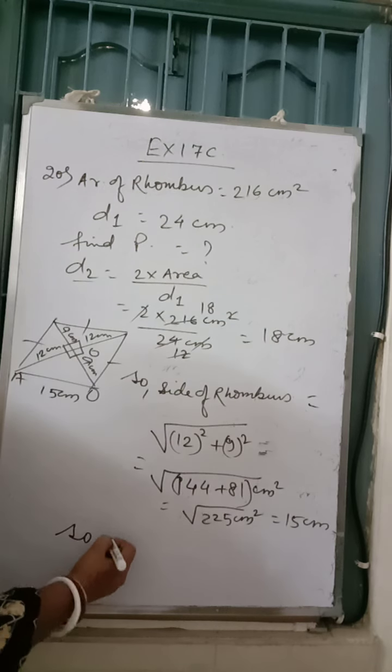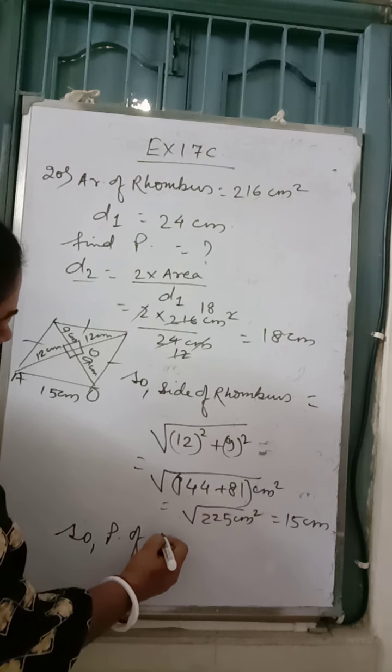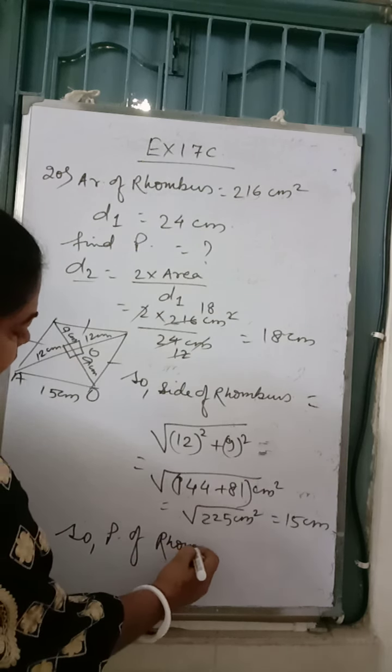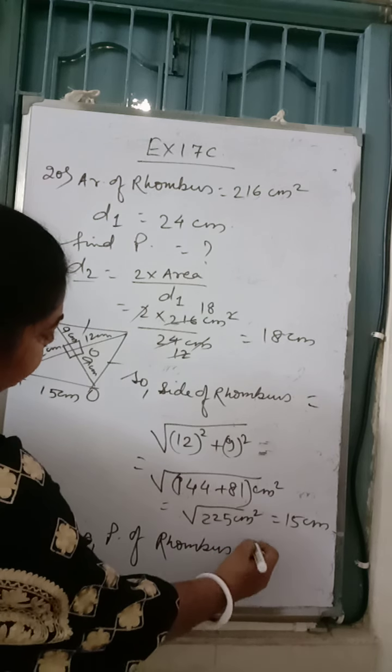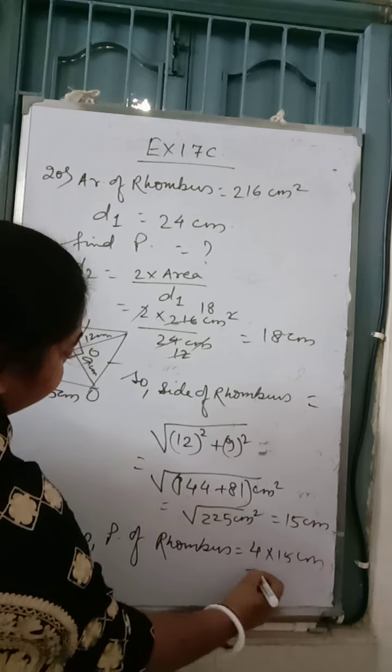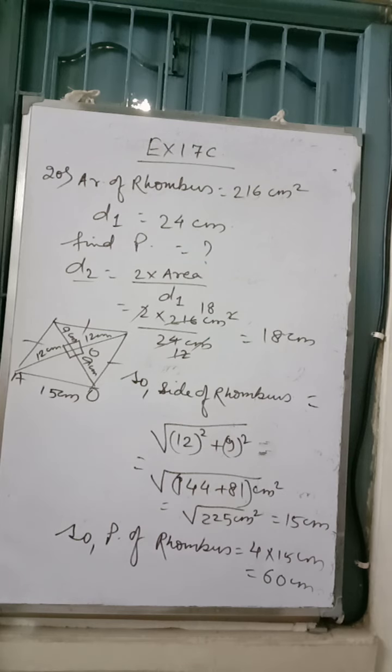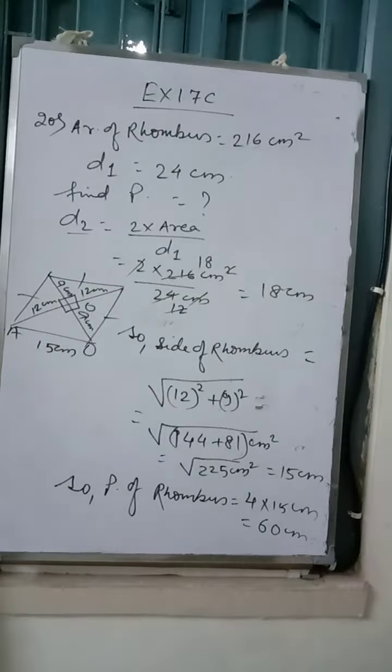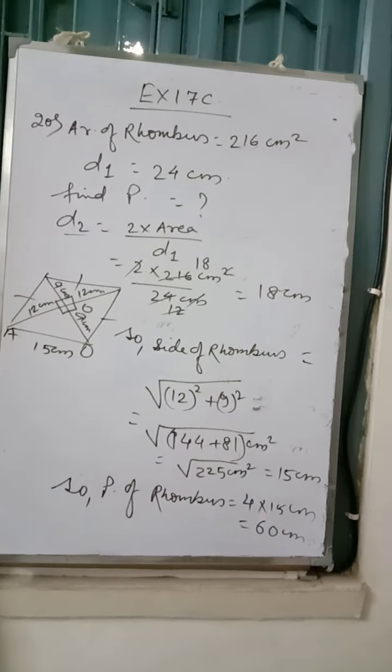So perimeter of rhombus is 4 into 15 centimeter or 60 centimeter. See, all the sums are same, just as you have done yesterday. The same thing is here also. Again, we are talking about the rhombus when we have two diagonals, how to get the side and how to get the perimeter.